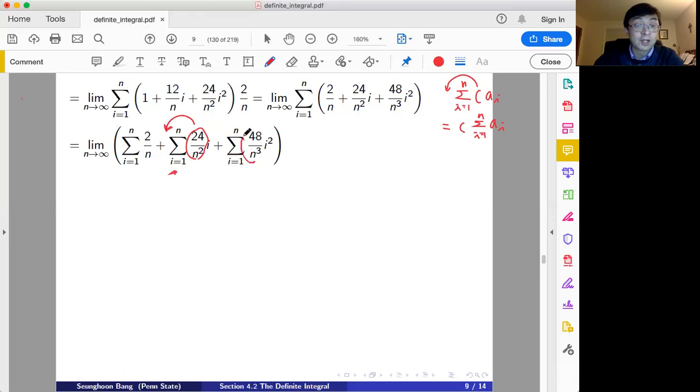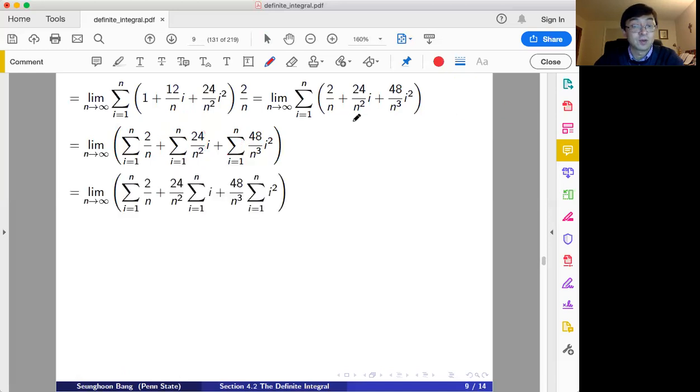Same. 48 over n cubed is constant with respect to i. Take out 48 over n cubed. So we have it. The next thing, you have to use a formula. Do you know this one? Summation i equals 1 to n of a constant c is exactly n times c. So the 2 over n is like a constant.